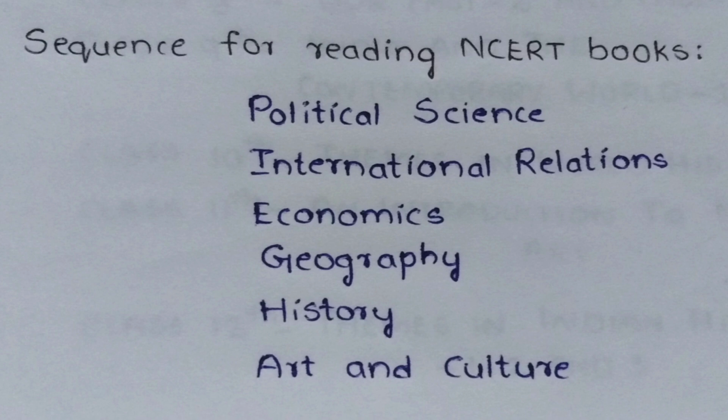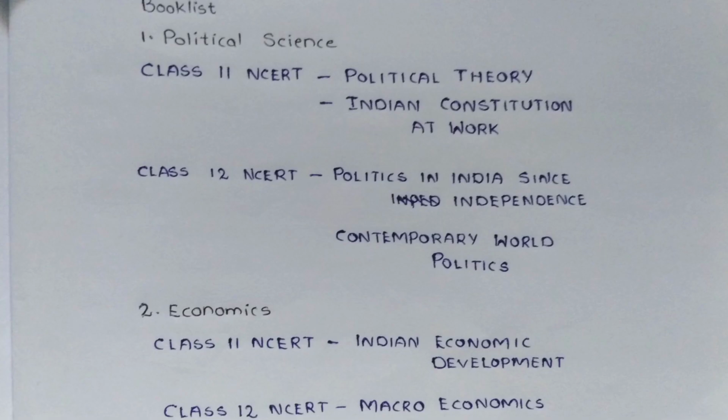So the next thing is coming to the book list. Here I have given you the book list that should be followed while reading these NCERT books. So if you see here, in political science, you are supposed to read class 11th NCERTs, that is Political Theory and Indian Constitution at Work, class 12th NCERT of Politics in India since Independence and Contemporary World Politics. For economics, you are supposed to read class 11th NCERT Indian Economic Development and class 12th NCERT Macroeconomics.